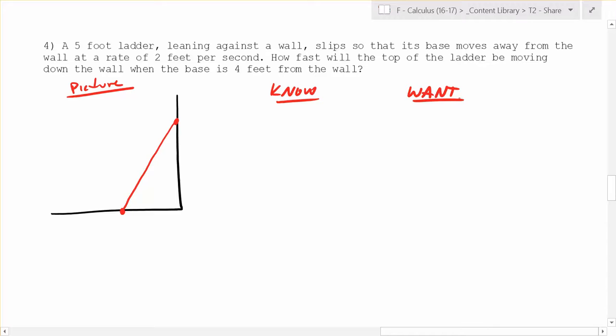Right? So let's label some of this here. How long is the ladder? 5 feet. We know it's 5 feet, right? And it slips away, so that its base moves away from the wall at a rate of 2 feet per second. So we need to label some things on this.